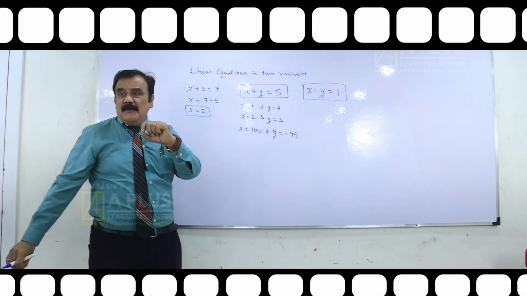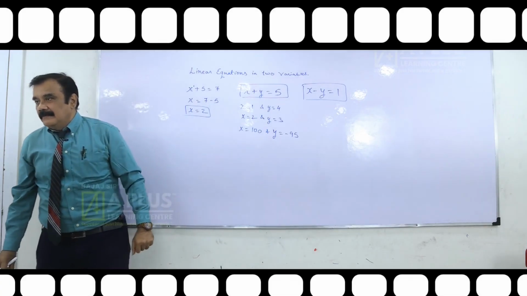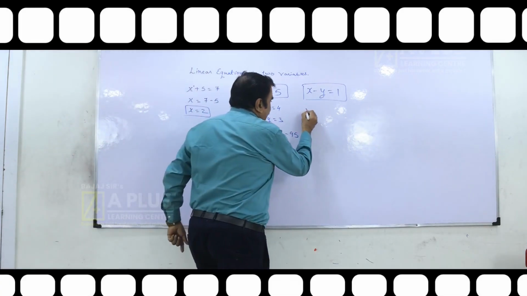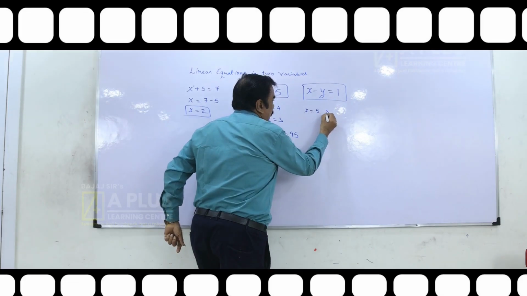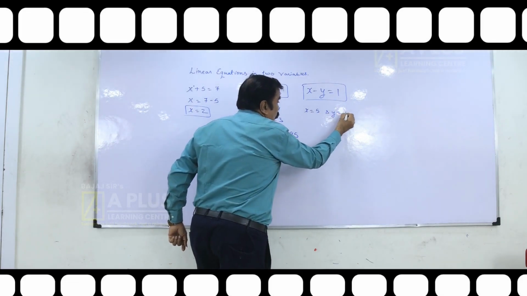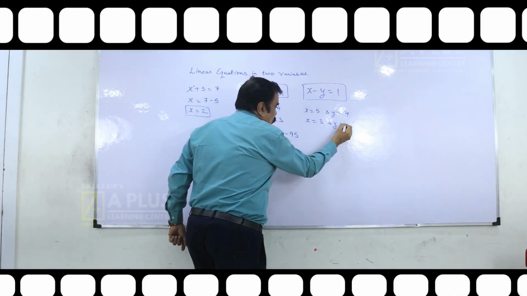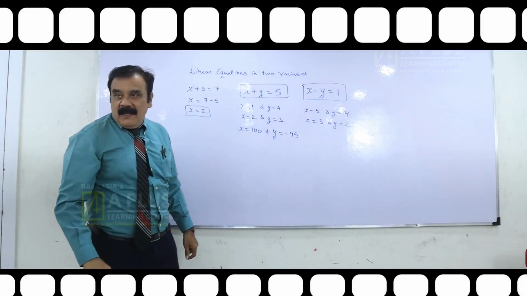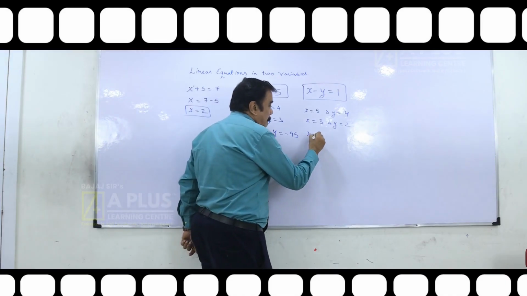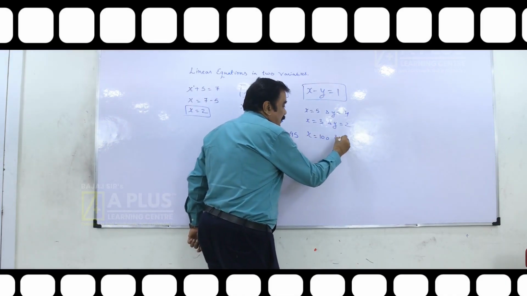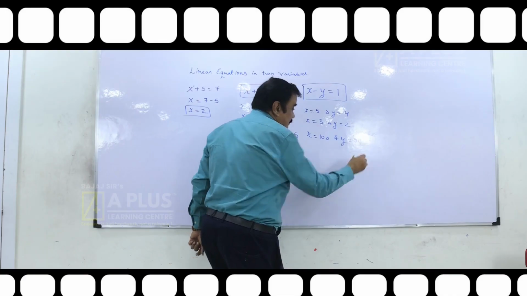Now you tell me what will be the value of x and y. x can be, again, I can take x is equal to 5 and y is equal to 4. x is equal to 3 and y is equal to 2. Yes or no? x I can take 100 and y is equal to 99.